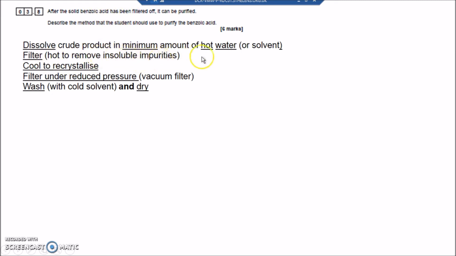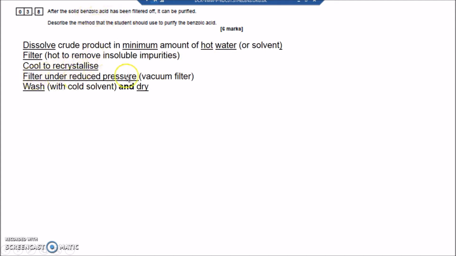You want the insoluble impurities in the filter paper, and you want the benzoic acid dissolved in the minimum amount of hot solvent through the filter paper, so that when you cool that filtrate down, the liquid that's coming through, the solvent and the benzoic acid, it will recrystallize. You've only used a minimum amount and you've used a hot solvent, so not too much. The minimum amount, and the hot solvent means when it cools down you will get a good yield of the benzoic acid.